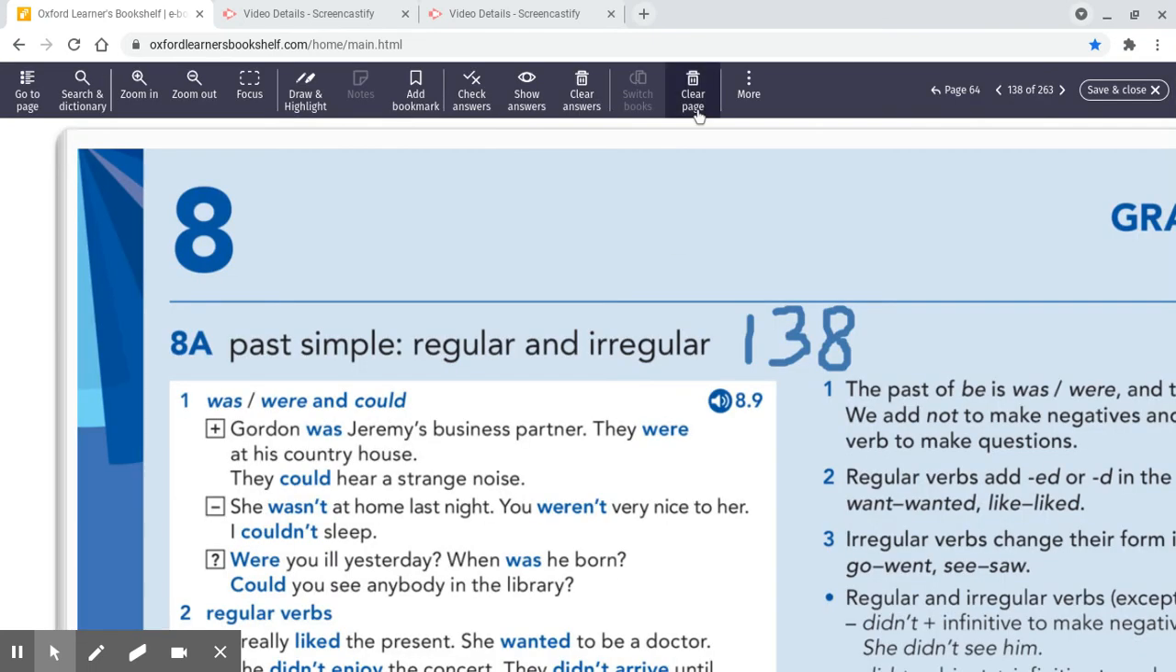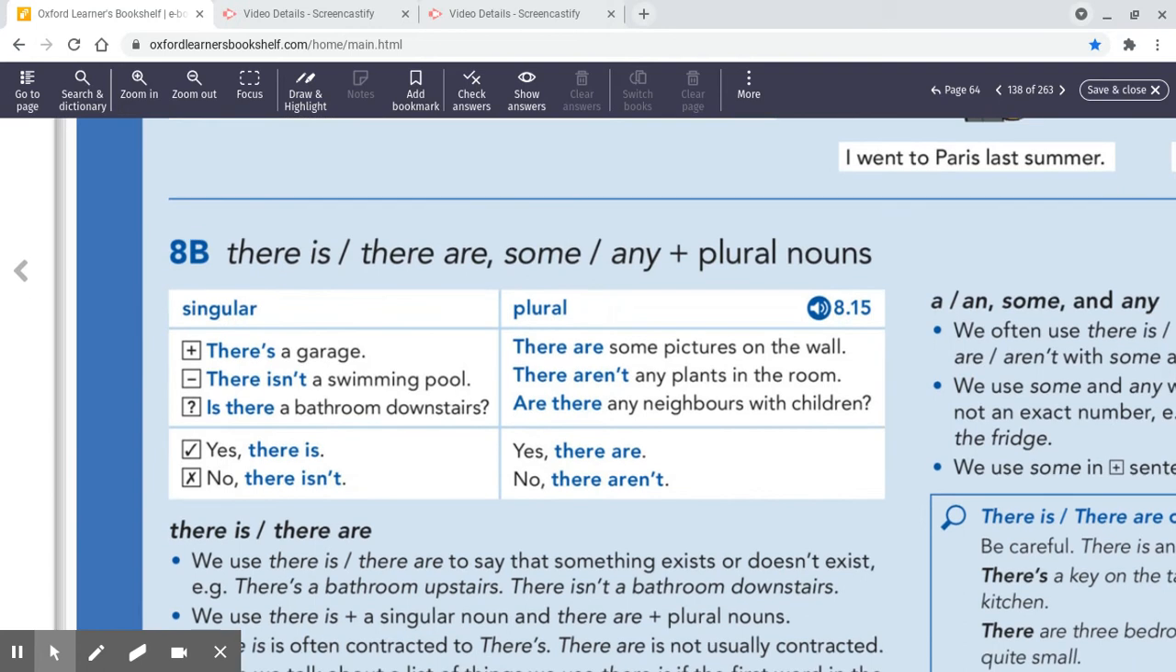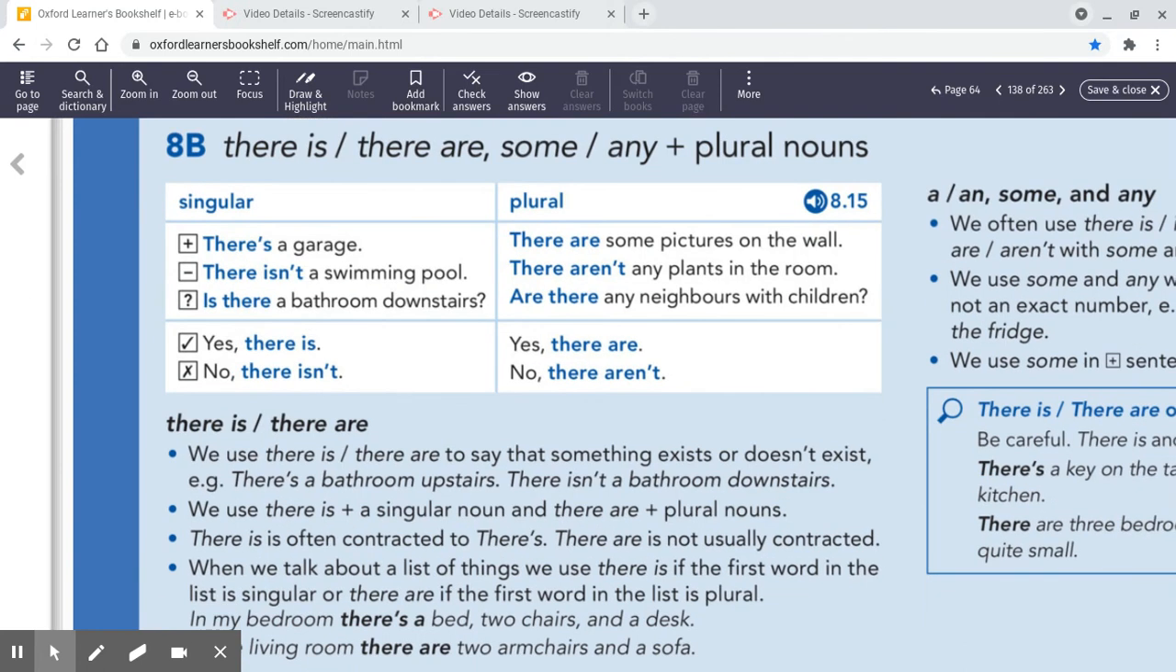And on page 138, in part 8b, we use there is and there are to say that something exists or something doesn't exist. There is a bathroom upstairs, there isn't a bathroom downstairs. Okay, to give you an example, is there a bus station in Bedford? Yes, there is a bus station in Bedford, or yes, there is.